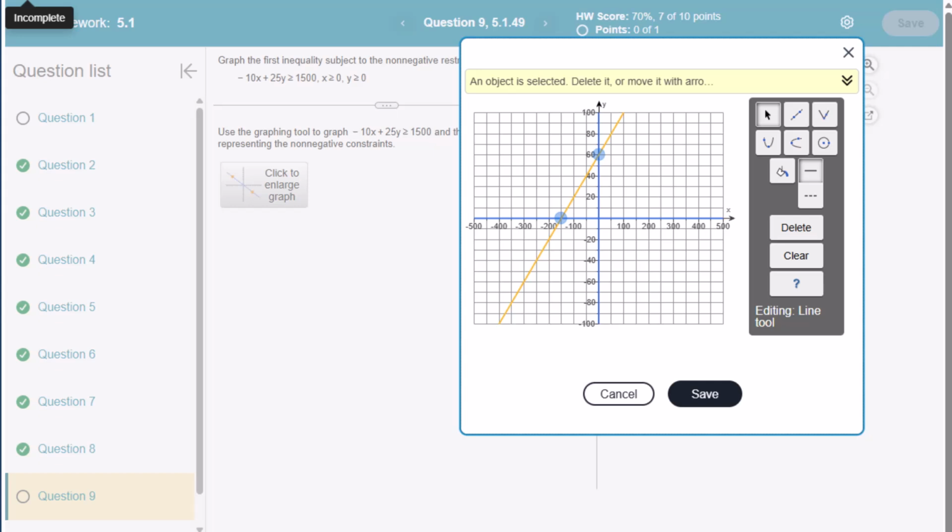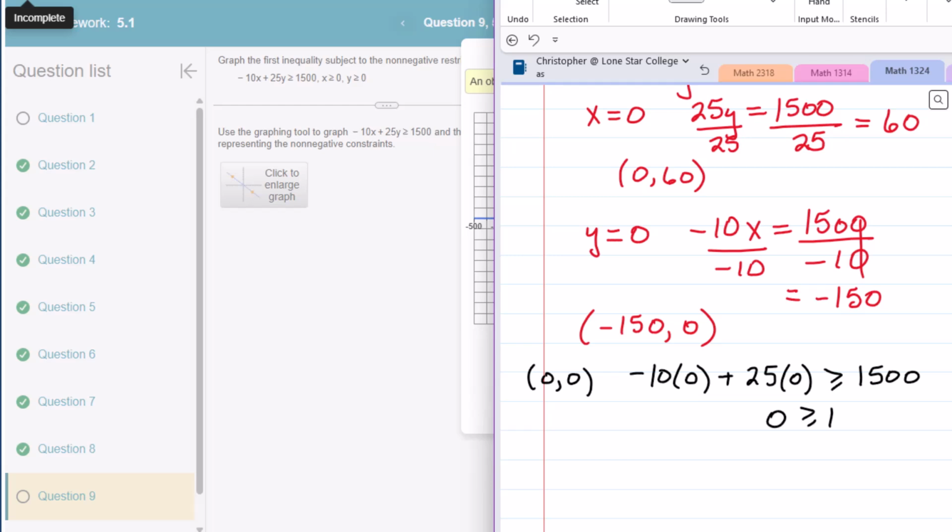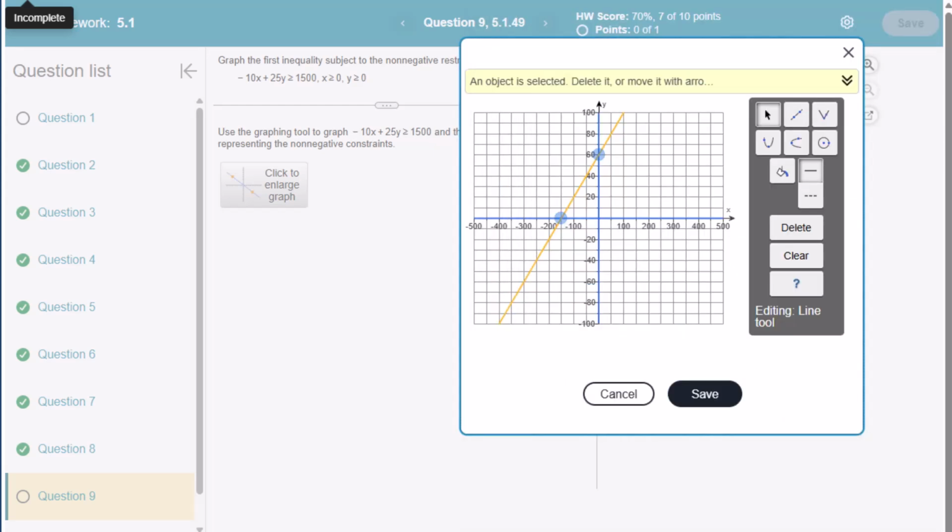And so the question is, where do we shade? Remember, it's got to live in quadrant 1. So it either is this stuff in here or that stuff way up in that top little corner. Let me try 0, 0, because that's not on the line. I'd have minus 10 times 0 plus 25 times 0. And is that bigger than 1500? Well, that's all just 0. Is 0 bigger than 1500? And that answer is no. So 0, 0 is not going to work.